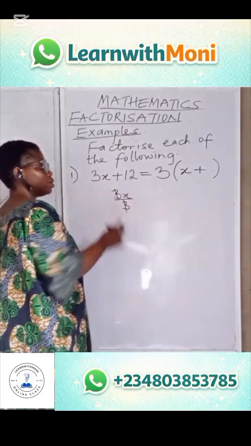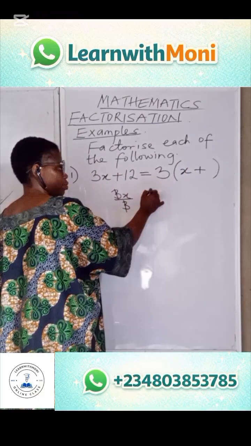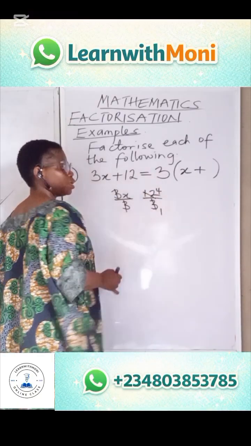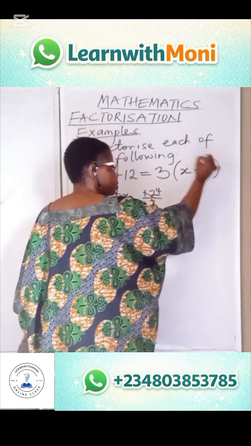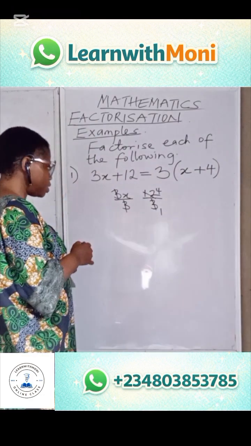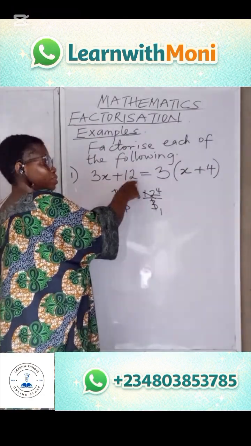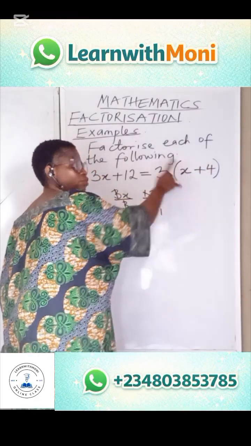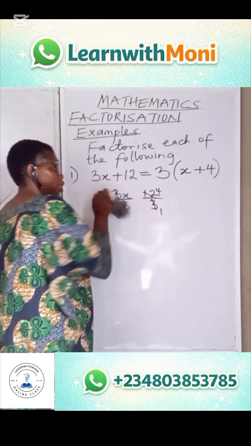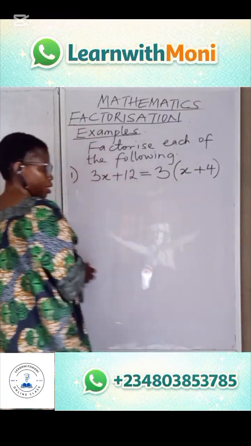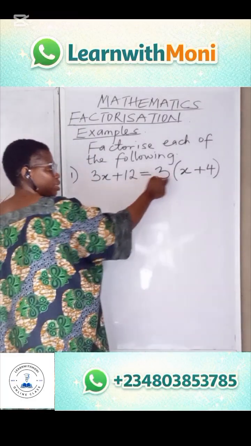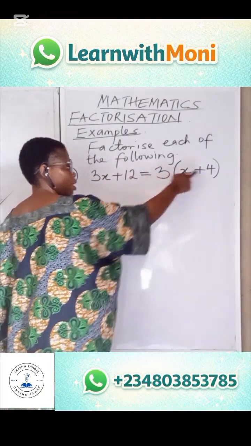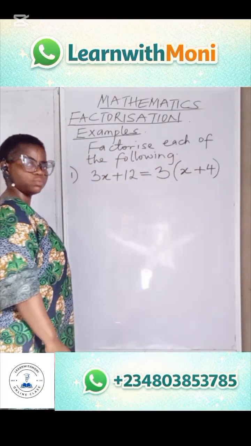Plus 12 divided by 3. 12 divided by 3 is 4. It is that 4 I'm going to put in the brackets. That means 3x plus 12 is the same thing as 3 bracket x plus 4. 3 into x plus 4. If you attempt removing the bracket here, of course, it's going to be 3 times x, which is 3x, plus 3 times 4, which is 12.